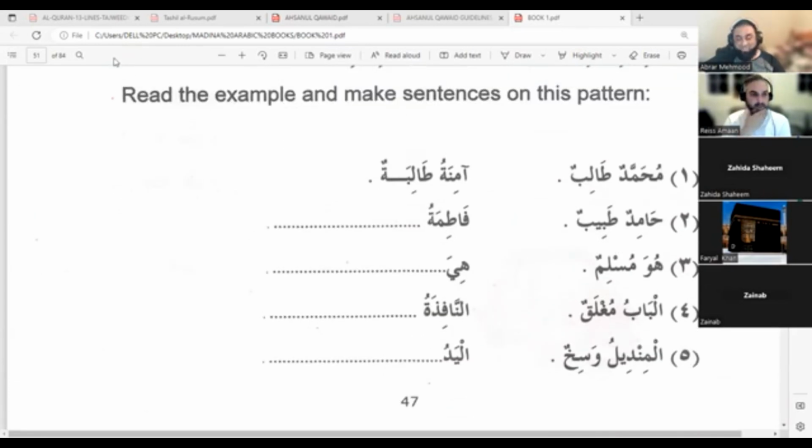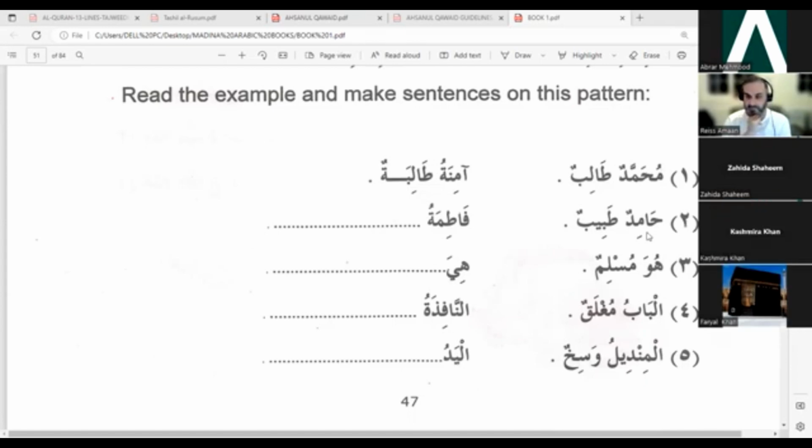Bismillah. Sister Kashmira, please go ahead with the second one. Hamidun tabibun. Fatimatu tabibatu. Is that right?